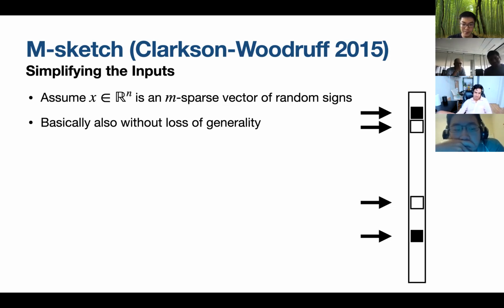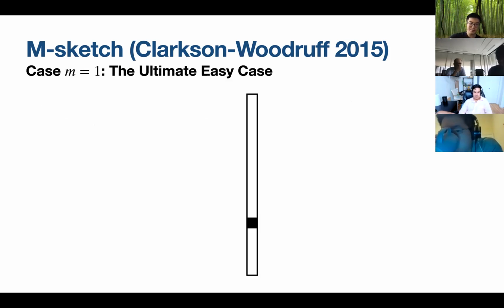Okay, so is the simplified input clear? We think so. Okay, so I have an M sparse vector and it's all just plus or minus ones. Okay, so now we're going to analyze what we should do for each value of M essentially.